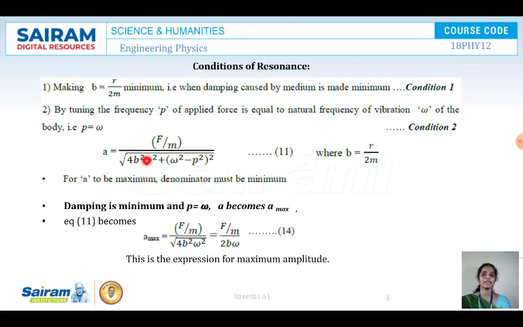You remember here, when the denominator is made minimum, the amplitude, the numerator, becomes more. So these are the two conditions: R by 2M is minimum and making P equal to omega. These two are the conditions to have a maximum amplitude based on this equation. So for A to be maximum, the denominator must be minimum. That is what I have explained. So this is the basic condition to have a resonance.